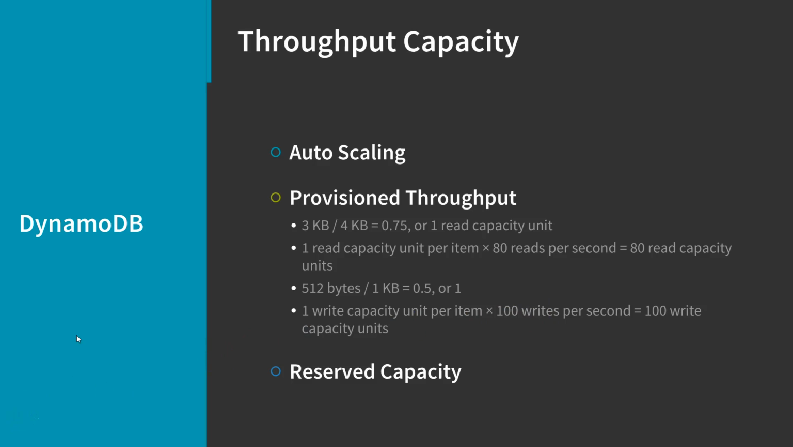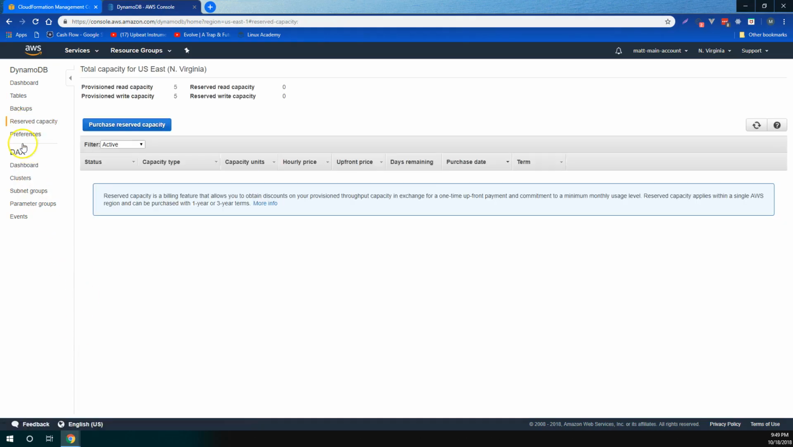And the final throughput mechanism is reserved capacity. As a DynamoDB customer, you have the option of purchasing reserved capacity in advance. With reserved capacity, you pay a one-time upfront fee and commit to a minimum usage level over a period of time. By reserving your read and write capacity units ahead of time, you realize significant cost savings compared to on-demand provisioned throughput settings. And that'll wrap it up for our video on DynamoDB throughput capacity.